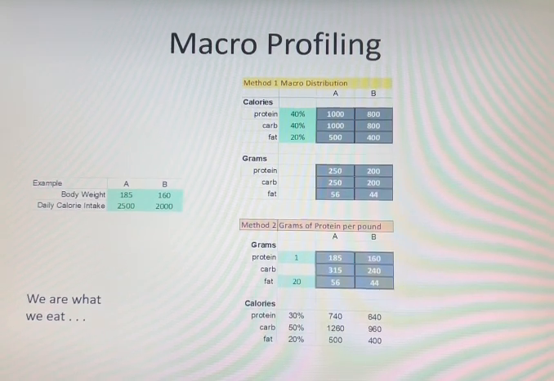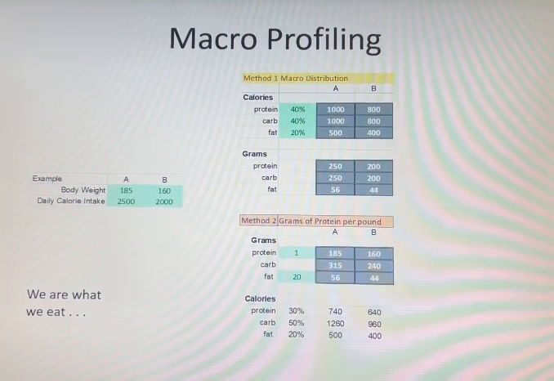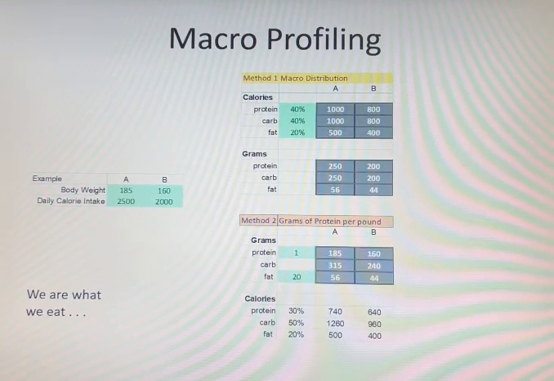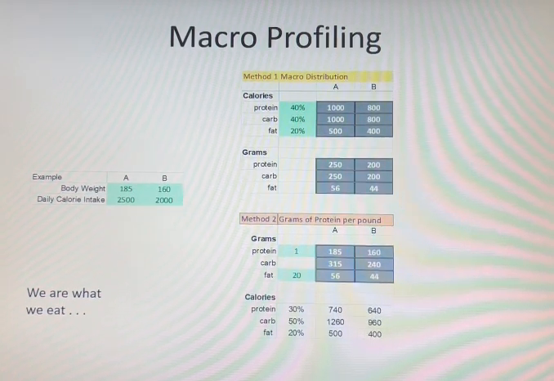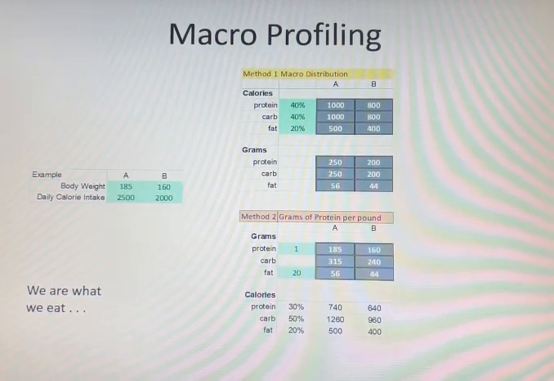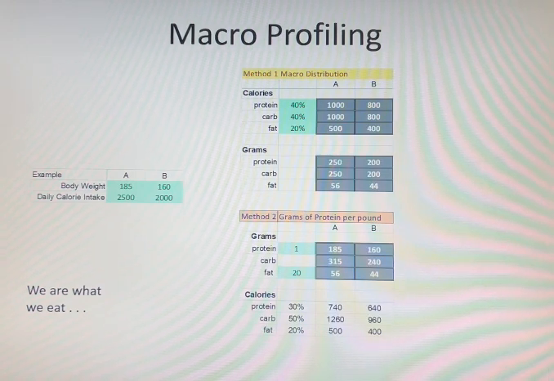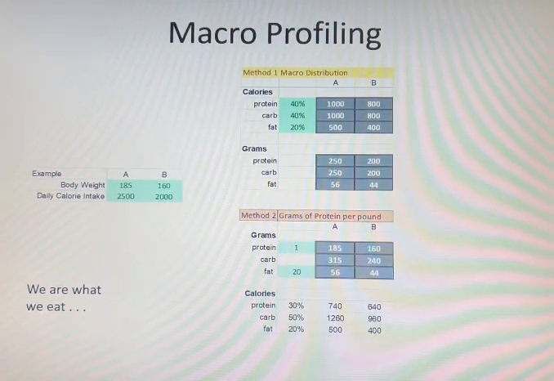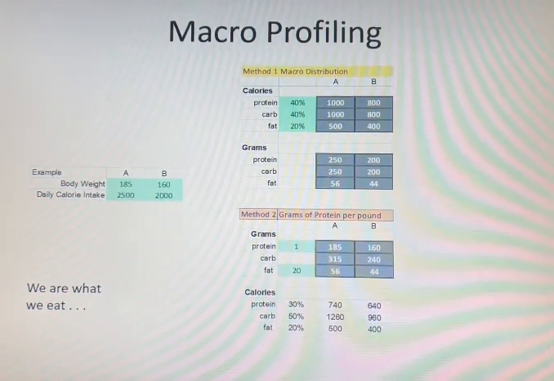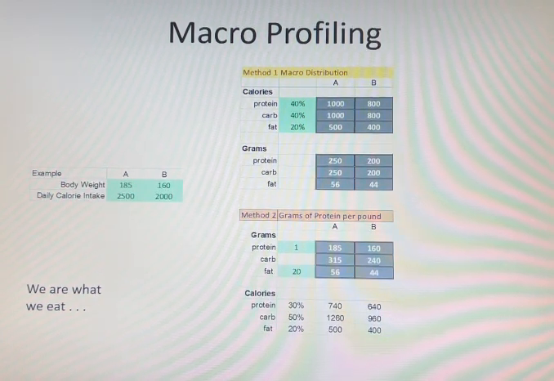Now what we need to talk about is the profile distribution, or the macro distribution. I've got 2 examples, an A and a B here. You can kind of see on A is maybe if someone is 185 in that range, 200. They're very active. They need a lot of calories. And we'll talk about how many calories you need.